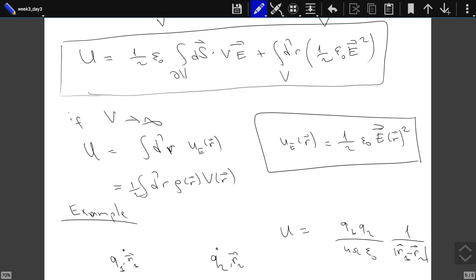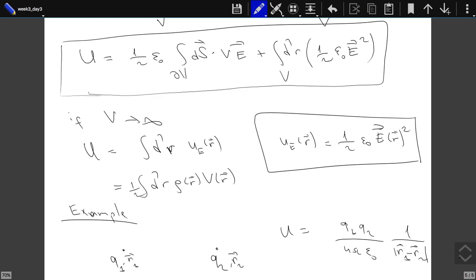UE is positive. The energy density of the electric field is always positive. So if you integrate it, you will get a positive energy. You cannot get a negative energy. Even if Q1 and Q2 are of opposite charges, this electric field over here will be definitely positive. But here it is negative. Well, keep this in mind. We will be trying to resolve this problem.